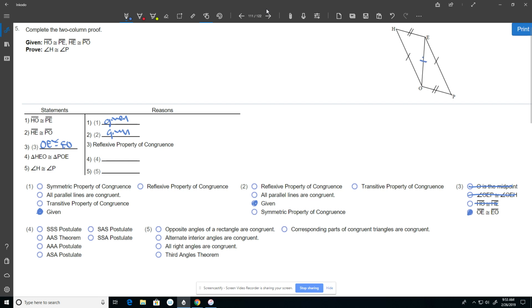Number 4, if these lines right here are the same, then we know that the two triangles are congruent because of side, side, side. We have three sides that are all the same. So that side, side, side postulate tells us it's true.